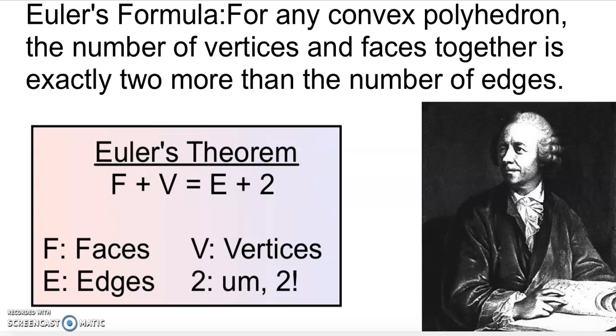All right, here's Euler's formula. So Euler's formula says this. If I take a convex, okay, it's got to be convex, polyhedron, and I take the number of faces and the number of vertices and add them up together, that's going to equal the number of edges plus 2. So F plus V equals E plus 2. F is faces, V is vertices, E is edges, and 2 is 2.